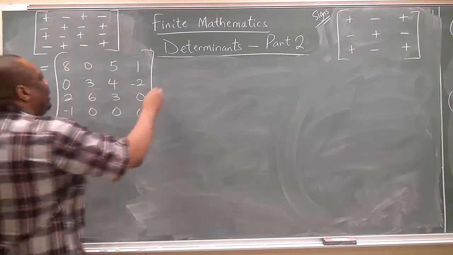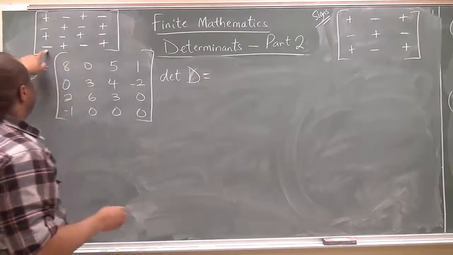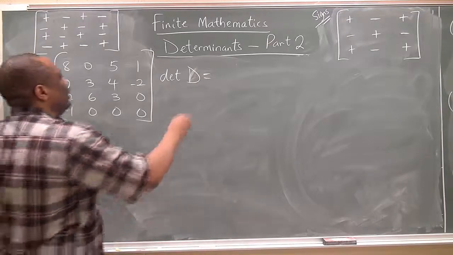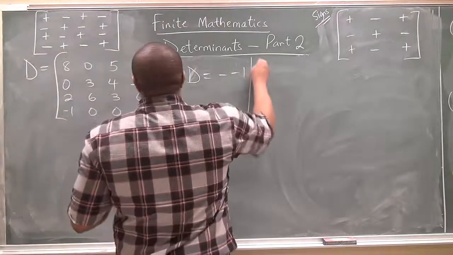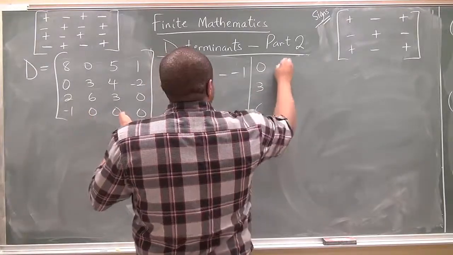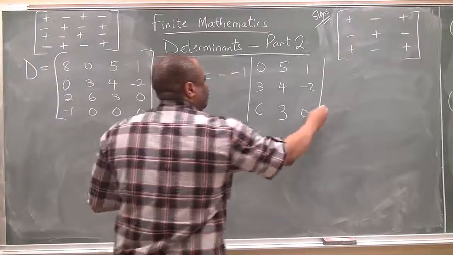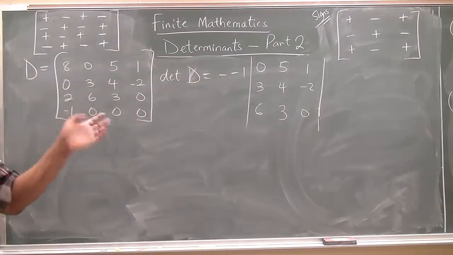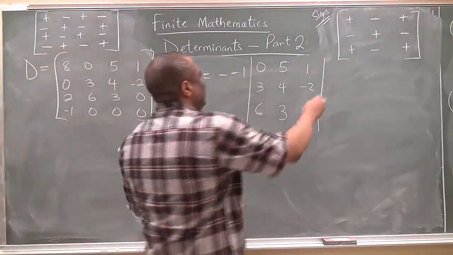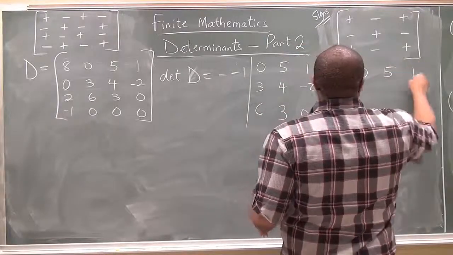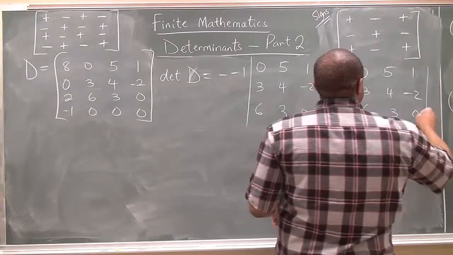We don't want to waste time. Determinant D will be, we are using this rule, negative, negative 1 determinant. That will be 0, 3, 6, 5, 4, 3, 1, negative 2, 0. Again, you can do this with Excel, and I'm not going to waste my time on all this because it will give me 0. So, minus minus 1 is 1. This is like doing the determinant of this 3 by 3: 0, 5, 1, 3, 4, negative 2, and 6, 3, 0.